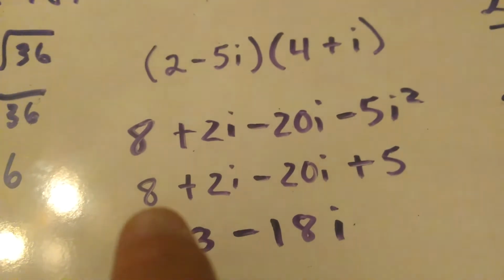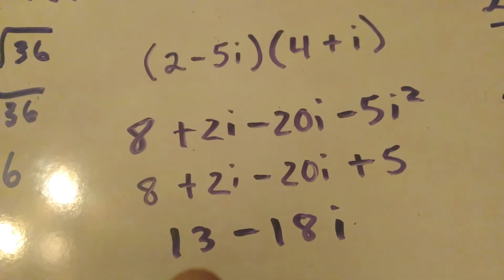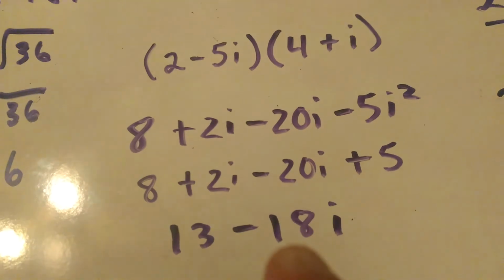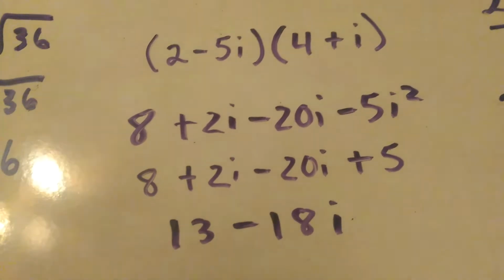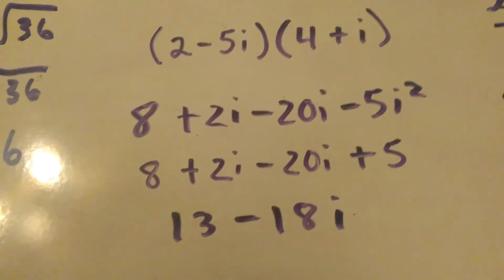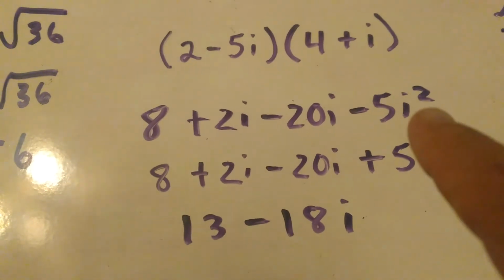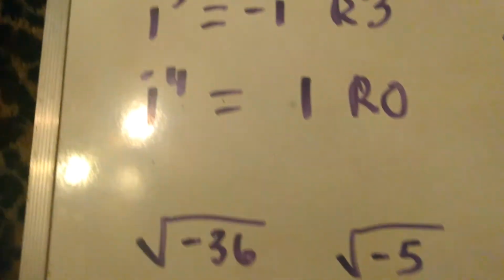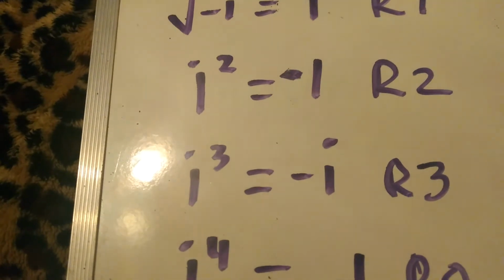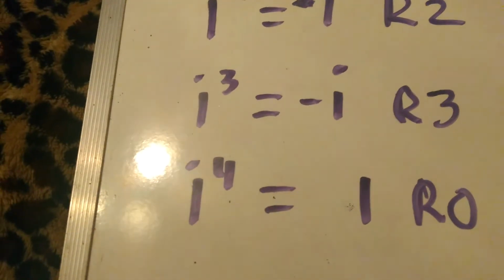Now I can combine like terms. 8 and 5 are 13. 2i minus 20i is minus 18i. I'm done. Don't forget that the i squared is a negative 1. It's very important. i to the fourth power, positive 1.